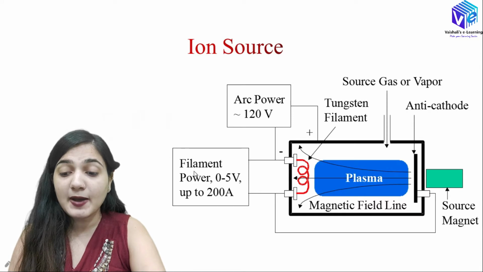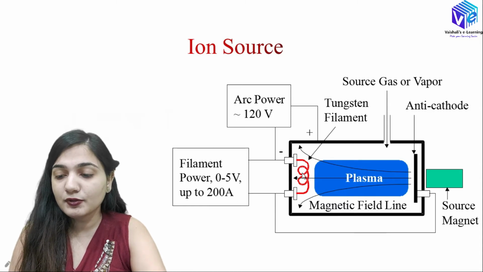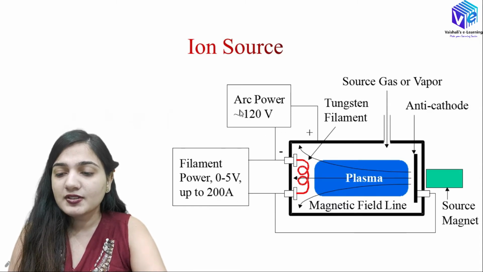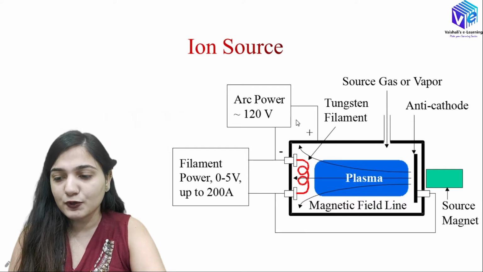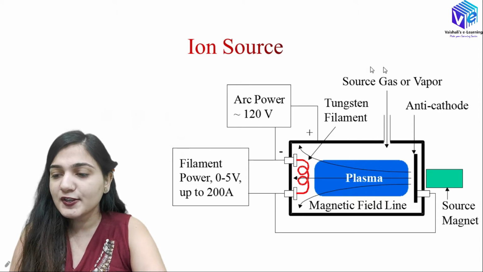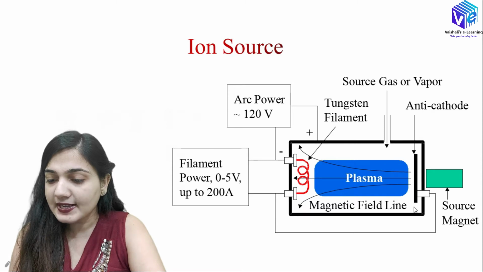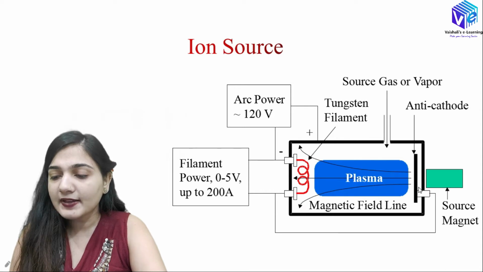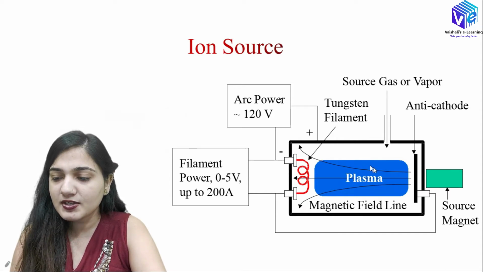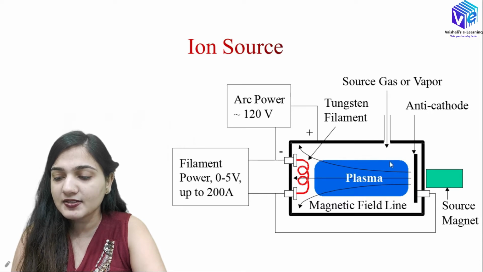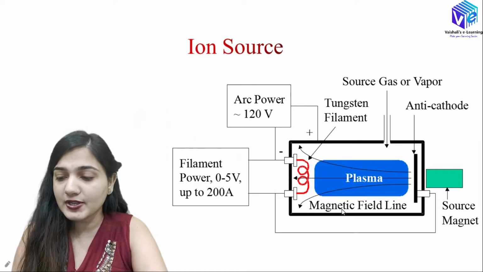Here we have the filament power, which is 0 to 5 volt and goes up to 200 ampere current. So this is the current that we are giving. The arc power is around 120 volt. Here we are using a tungsten filament to generate the electrons. This is the source gas like BH3, PF3, whatever source we want. I am sending the source gas from here. Then this is my anti-cathode and these are my anodes. We are using some magnets to change the direction. This is how we are producing the ions, and this is the plasma over here. I hope you remember what plasma is.